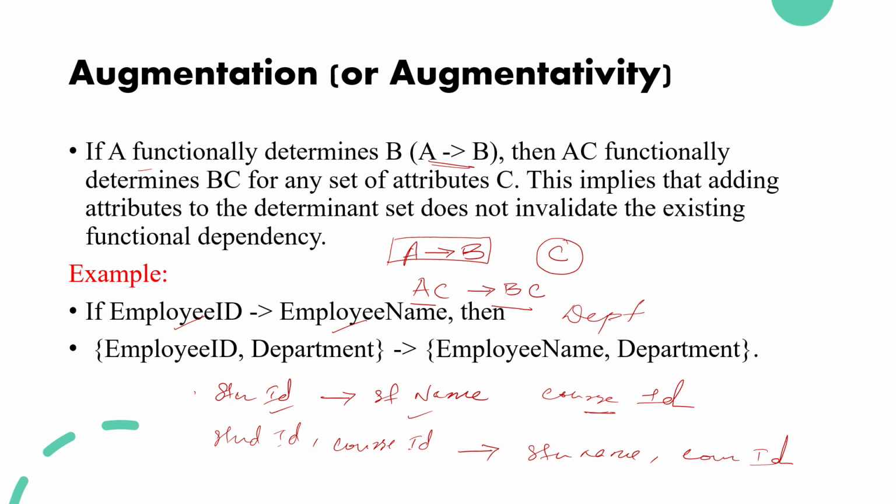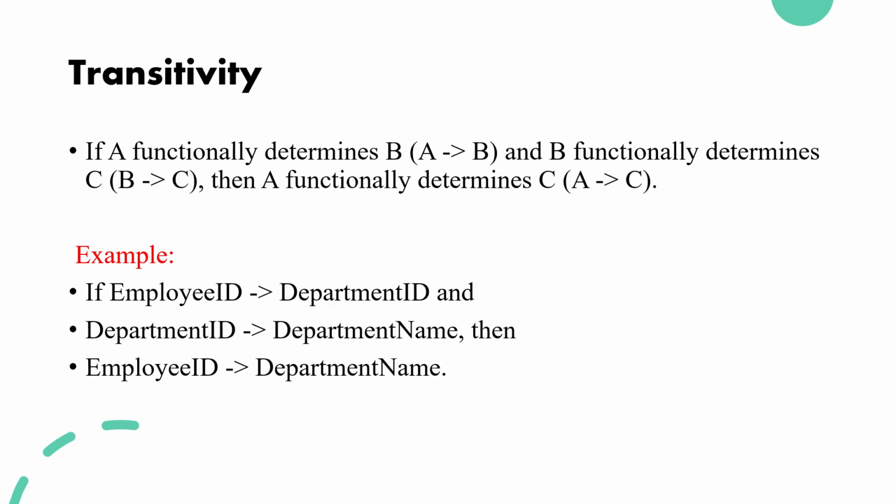This means that by adding this course ID to both sides of the original functional dependency, it is going to maintain the dependency as it is. So this is called the augmentation property. And next is the transitivity property.